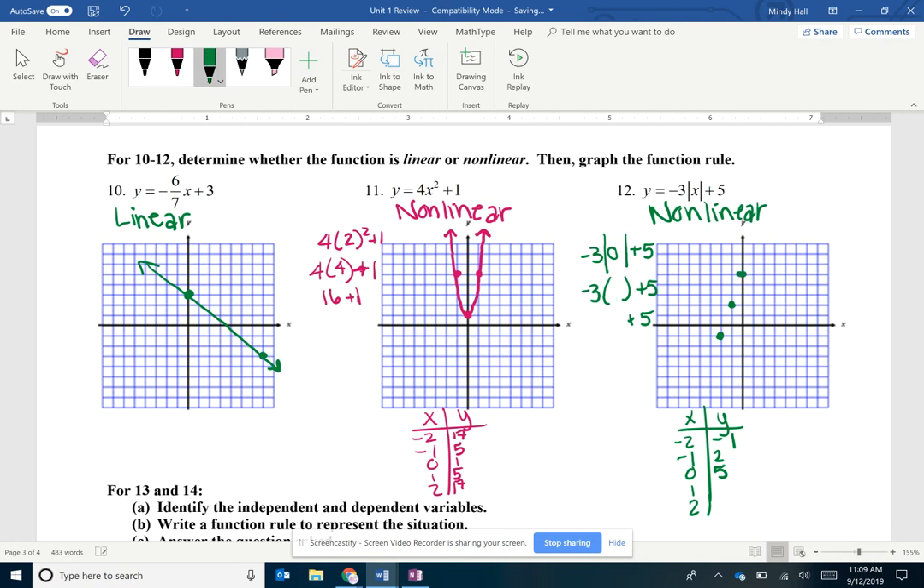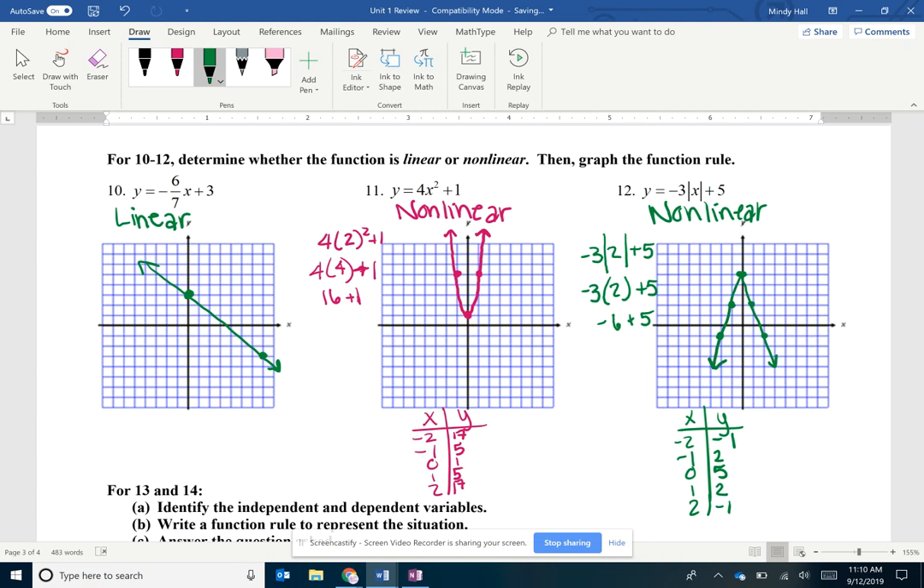Get rid of those numbers. Put in the next one. Plug in 1. Absolute value of 1 is 1. Negative 3 times 1 is negative 3. Negative 3 plus 5 is 2. And some of you may be able to guess what our last number is. Plug in 2. Absolute value of 2 is 2. Negative 6 plus 5 is negative 1. And this one is absolute value, so it makes a V shape. Like this.